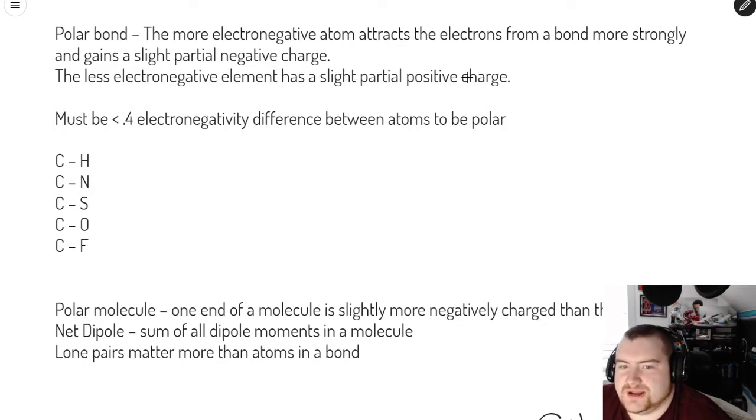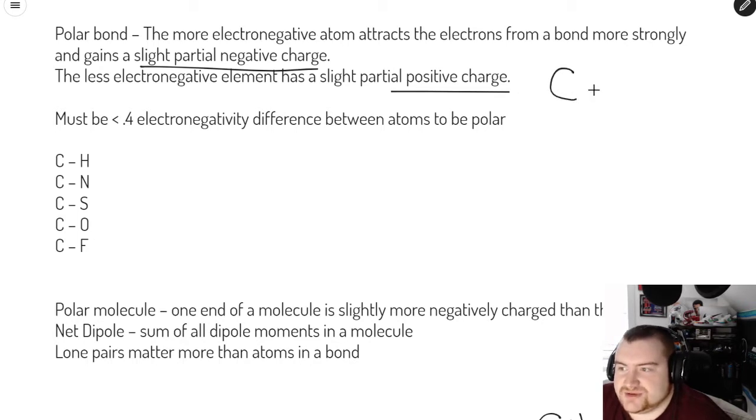A polar bond happens when there are two elements bonded together and one is more electronegative than the other. What happens is this electronegative atom pulls those electrons closer to itself, so it can feel that negative charge from the electrons more than the other atom. So the more electronegative atom attracts the electrons away and forms a slightly partial negative charge because it has those electrons closer. The less electronegative element will then have a slight positive charge.